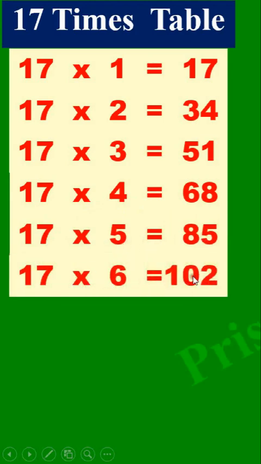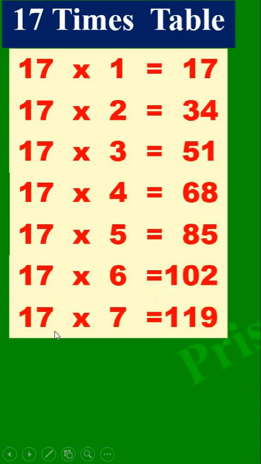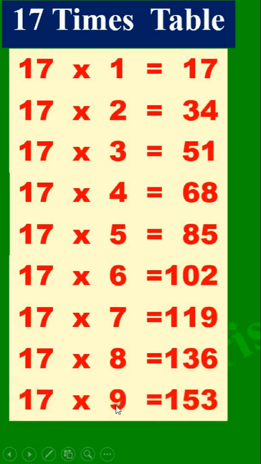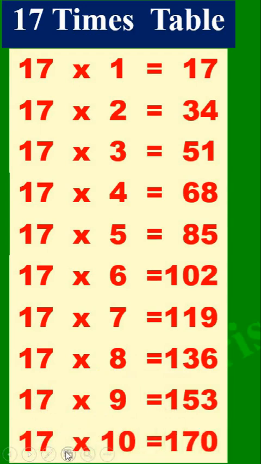17 times 6 is equal to 102. 17 times 7 is equal to 119. 17 times 8 is equal to 136. 17 times 9 is equal to 153. 17 times 10 is equal to 170.